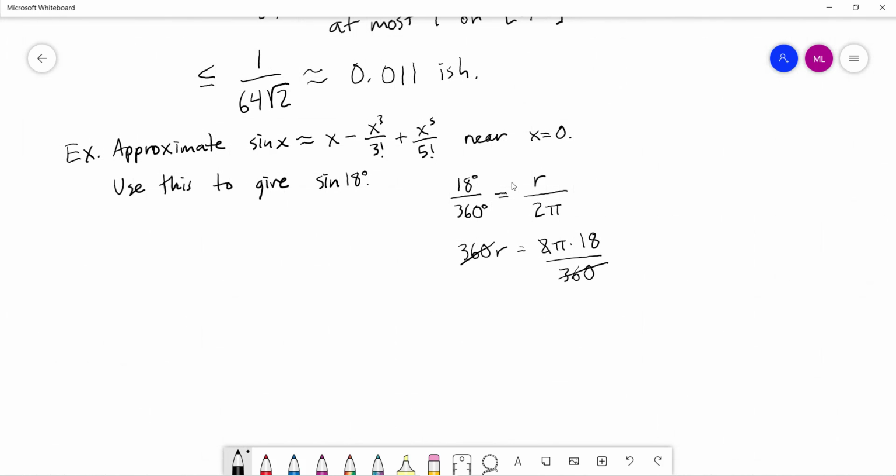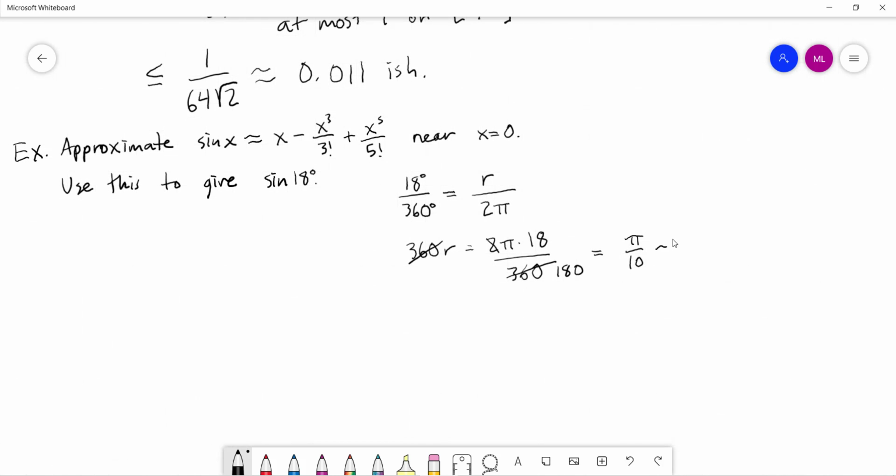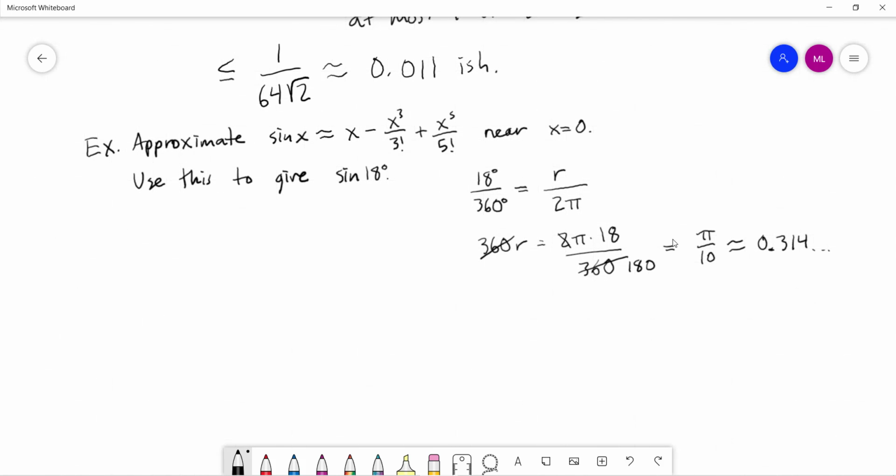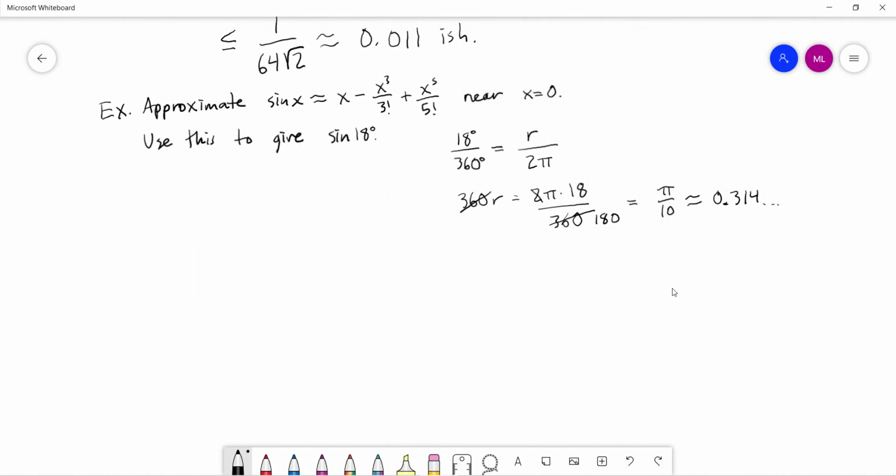That 360 is always going to cancel with this 2 to give us a 180 in the bottom. And this works out really nicely. 18 over 180, we're going to get a factor of, in this case, pi over 10. So pi over 10 is approximately 0.314, right? We just moved over our decimal a little bit. So 0.314-ish.